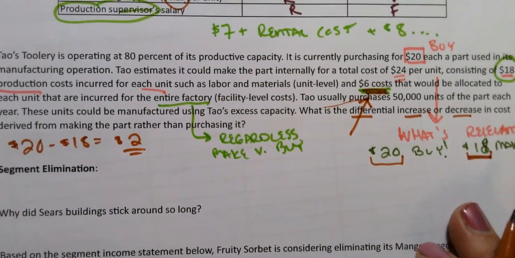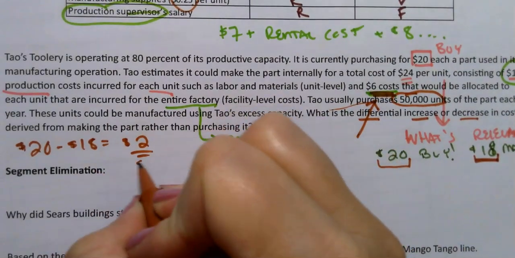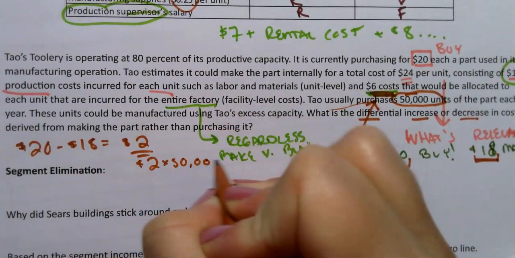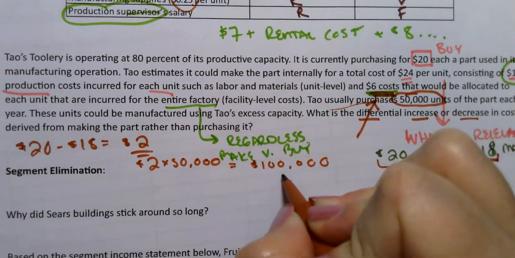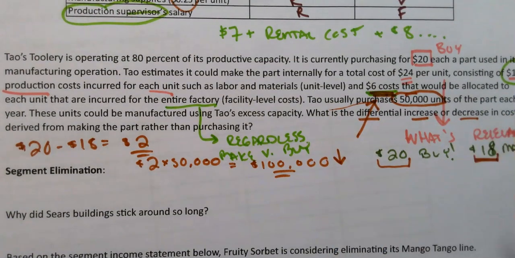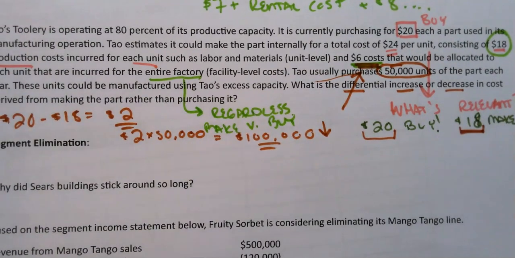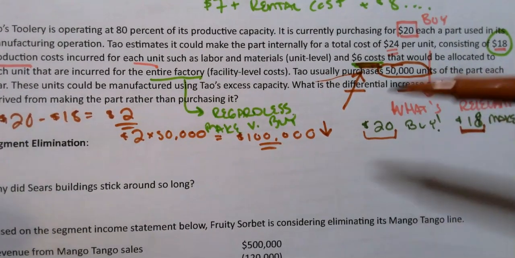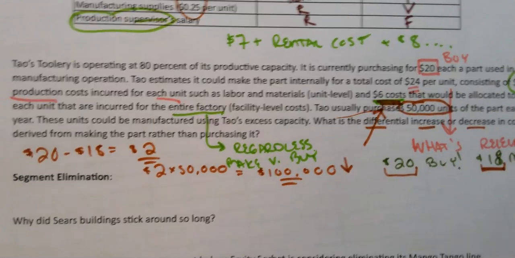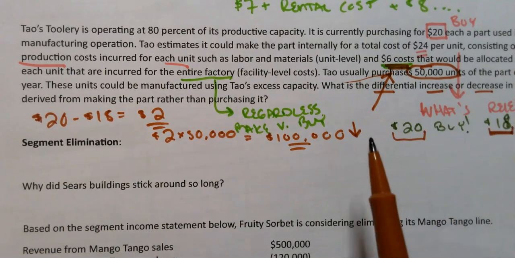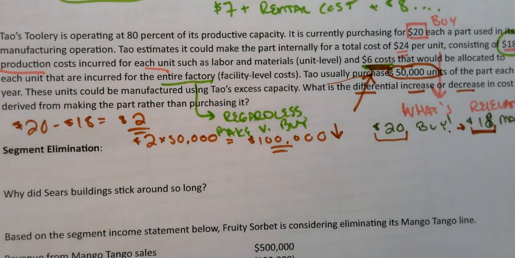And they have the possibility of making, let's see here. Oh, they purchased 50,000 units. So $2 at 50,000 units means that they have a $100,000 cost differential. And that means if they decide to make it, their cost would go down by $100,000. Now, we always have to ask ourselves, do they have the capability? Do they have the ability to do that? Is it the same quality? There's a lot of other qualitative factors, but when it comes to just the numbers, then yes, it would be a $100,000 differential if they make it, because that is what is relevant.